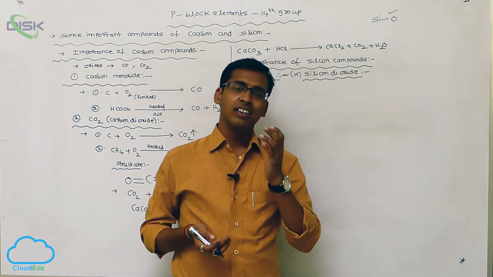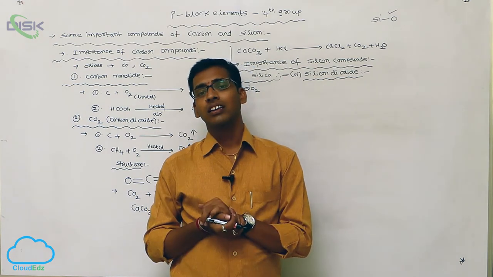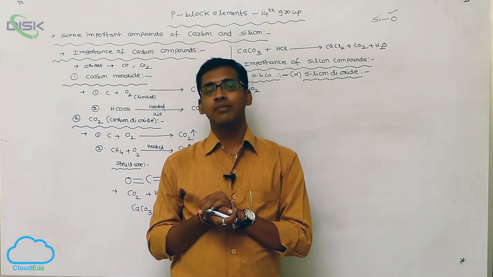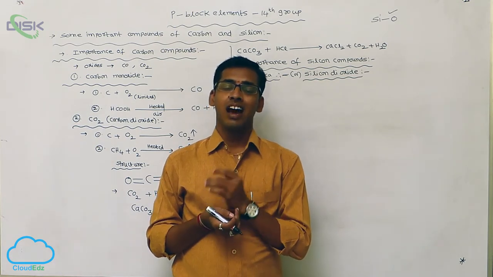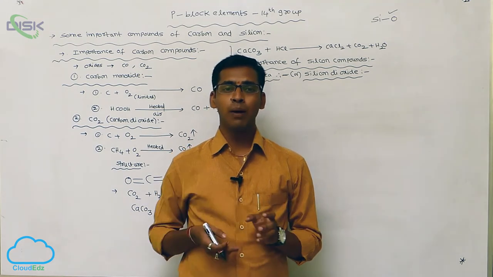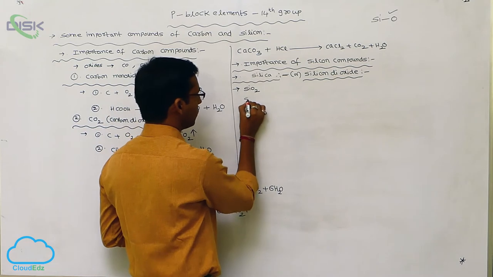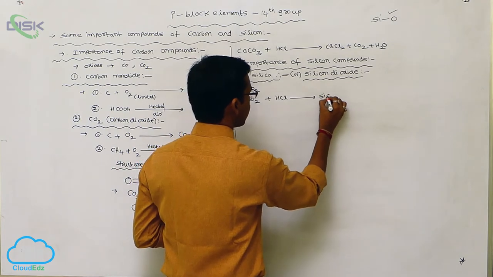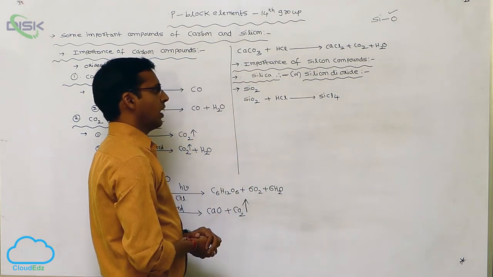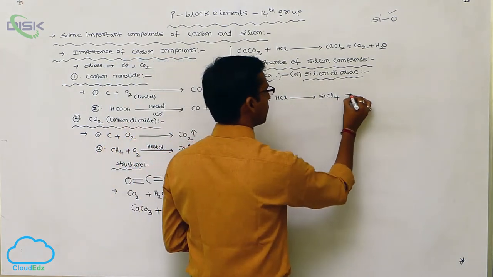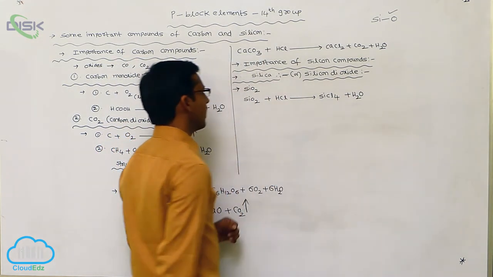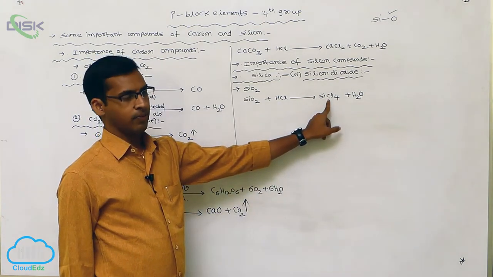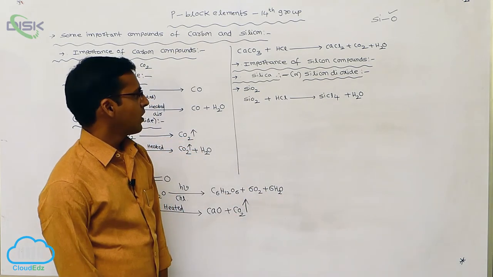But usually silica does react with hydrogen fluoride or dilute acids or bases to produce the respective compounds. For example, SiO2 reacted with HCl gives SiCl4 and H2O. So when silicon dioxide is reacted with dilute acid, it forms silicon tetrachloride and water. This is an important one.